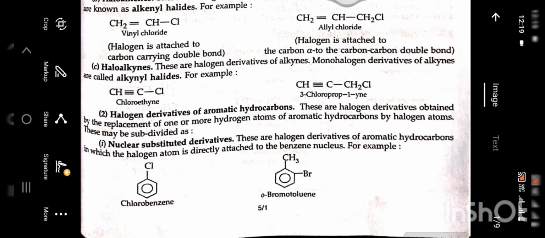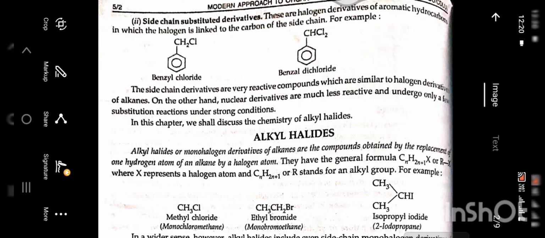The nuclear substituted derivatives: these are the halogen derivatives of aromatic hydrocarbons in which the halogen atom is directly attached to the benzene nucleus. For example, chlorobenzene and ortho-bromotoluene. Side chain substituted derivatives. These are the halogen derivatives of aromatic hydrocarbons in which the halogen is linked to the carbon of the side chain. For example, benzyl chloride and benzyl dichloride.